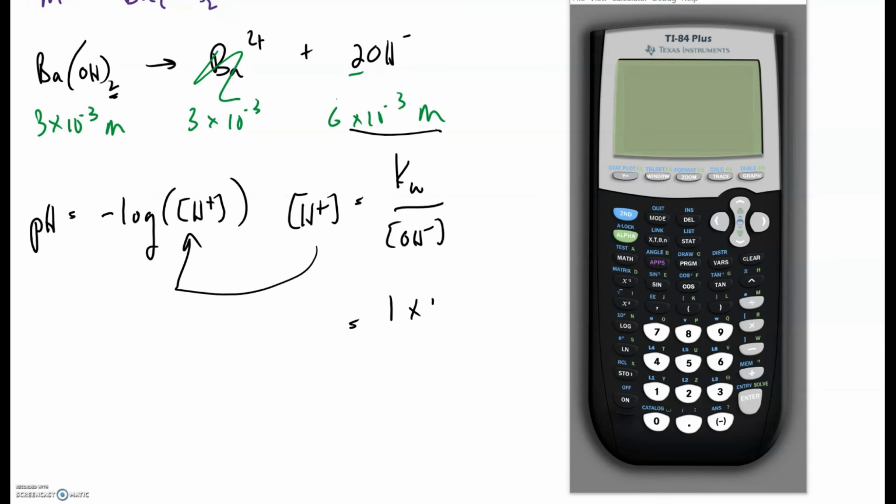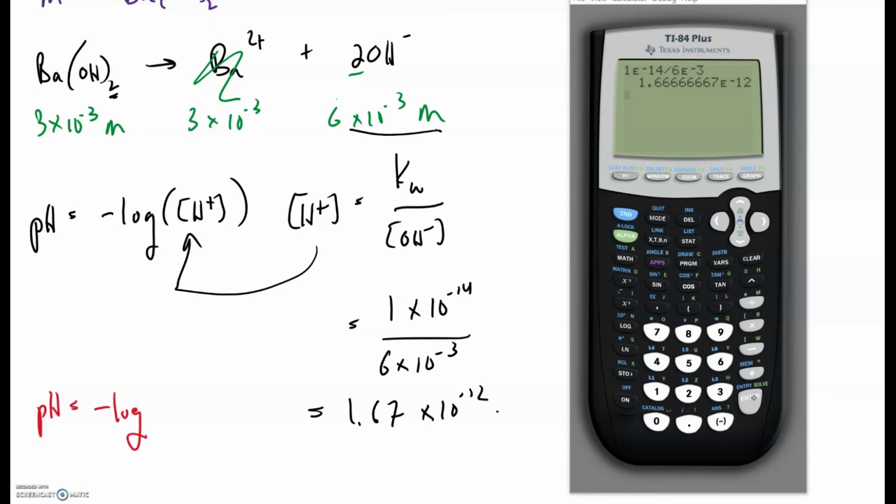So, Kw is 1 times 10 to the negative 14th. We're going to divide that by 6 times 10 to the negative 3rd. Good thing we have a calculator handy. So we'll say 1 times 10 to the negative 14, excuse me. We're going to divide that by 6 times 10 to the negative 3rd. This is going to tell us our H plus. We get 1.67 times 10 to the negative 12, and we're going to plug that right into our equation for pH.